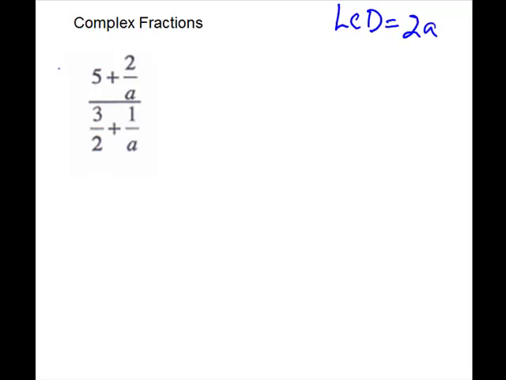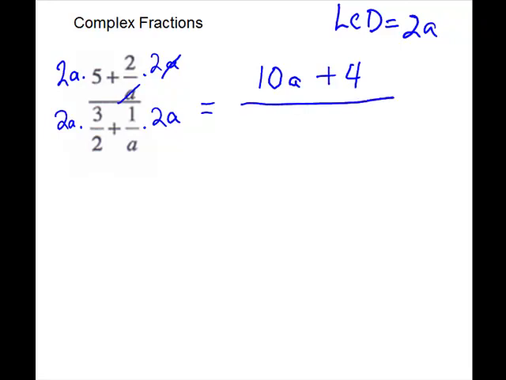So 2a, multiply it by each term. And then we're going to clean up. For the first term, nothing cancels. That gives us 10a. For the second term, that a cancels, so we get plus 4. In the denominator, the first fraction, we can divide out the 2, so we get 3a. And in the second fraction, we can divide out the a, so we get a plus 2.